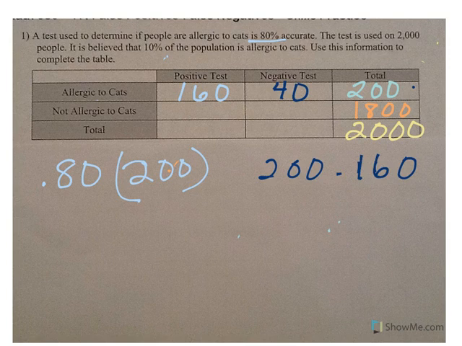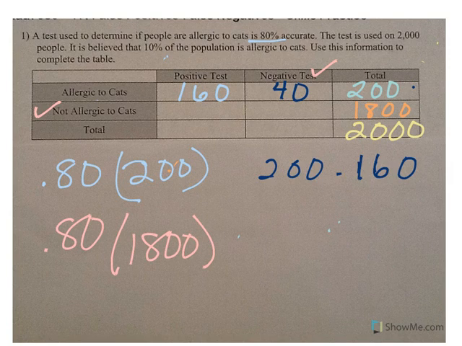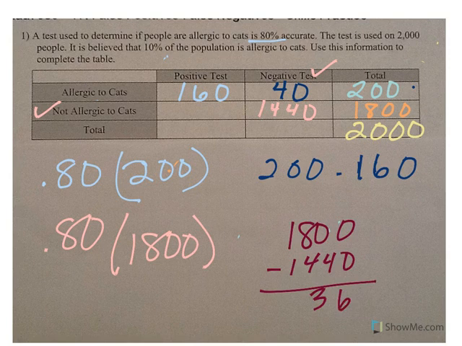Okay, similar situation with the not allergic. If you are not allergic, you would expect to test negative. So that intersection is where the 80% comes into play. So I'm going to take 80% times my 1,800, and that gives me 1,440 that would test negative. If I had 1,800 total and 1,440 tested negative, that means 360 tested positive.